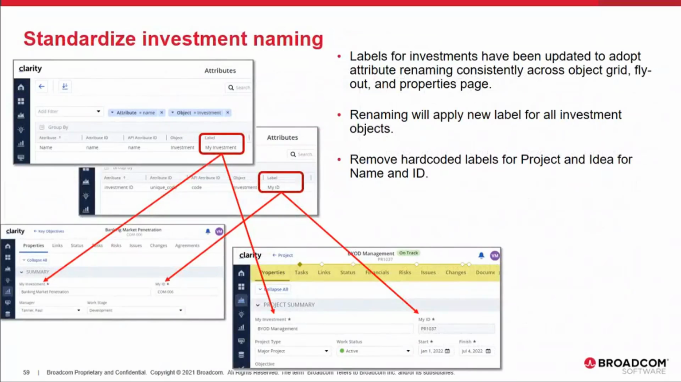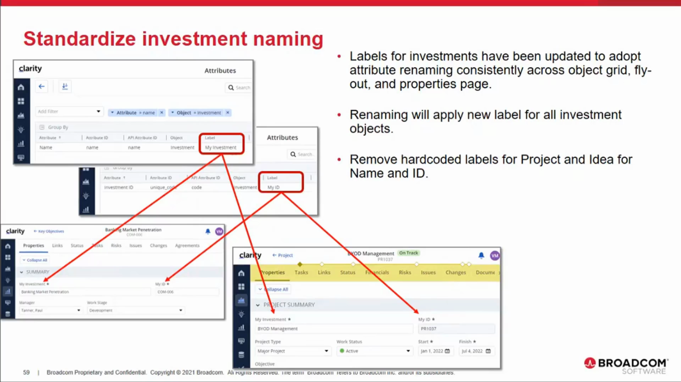In the past, we used to have the naming of certain investments, such as projects and ideas. The names as well as the ID for those were hard coded, which means that in the previous release, when we introduced the ability to relabel an attribute name, these two, the name and ID for project and idea, were not getting relabeled because they were hard coded. So starting this release, we've addressed that.